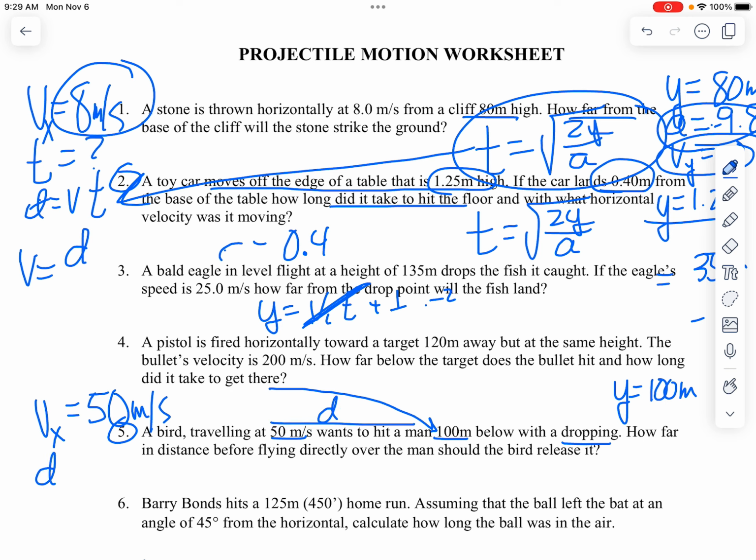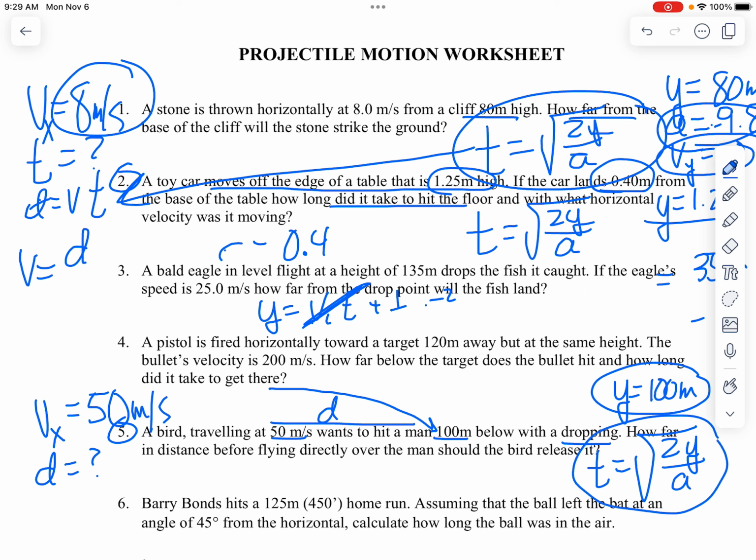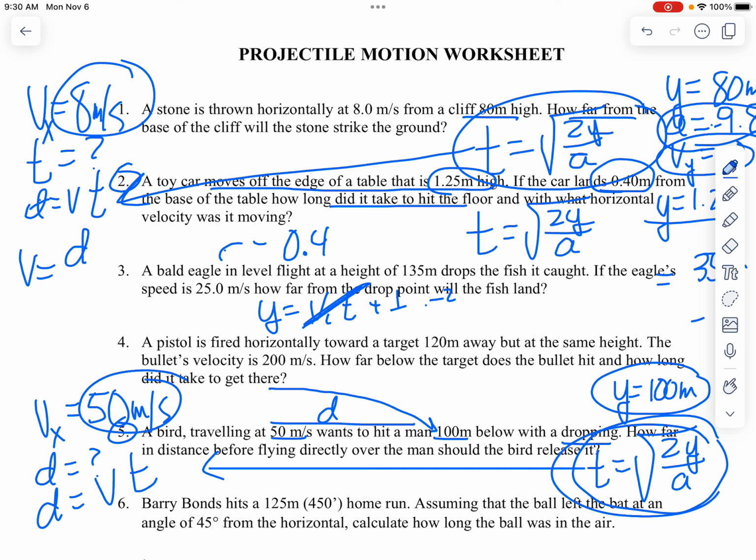D, you want to find distance, which means we need to find the time. Anytime you're given the height, the vertical height, you can find the time. Time is going to equal the square root of 2 times y, the height, over a. You put in your y and your a is negative 9.8, and then, well, you can use 9.8, don't use negative because you can't take the square root of a negative, and then you just have your time. Then you're going to use that time over here to find the distance, because distance is equal to velocity times time. So you take your 50 times the time that you found over there.